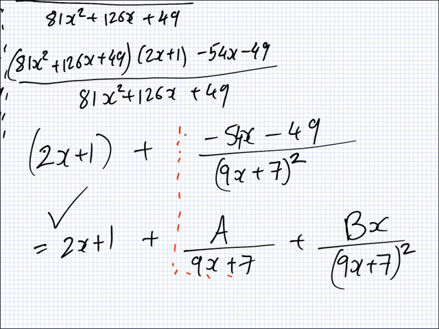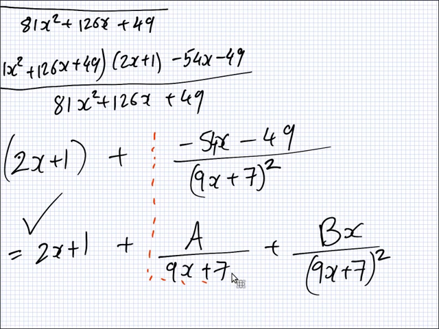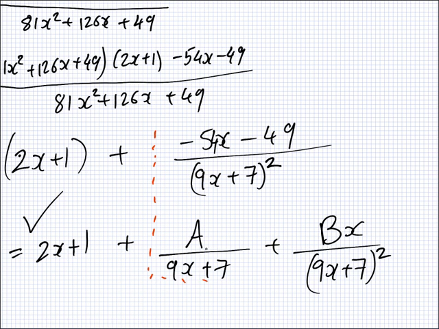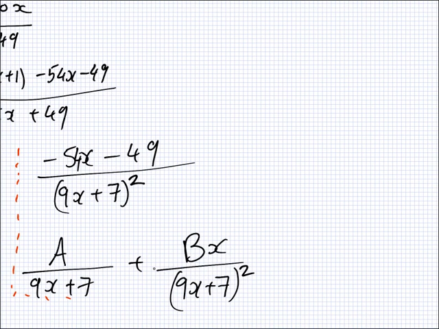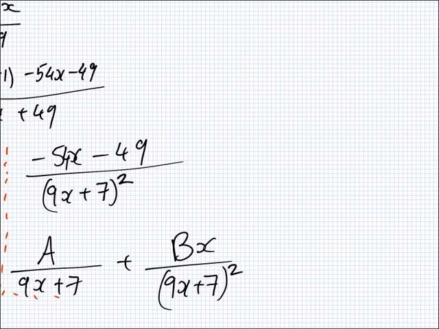I can't see how this would work at all. The problem is, suppose I want the a, I would have to cover up 9x plus 7. And if I want the b, I'd have to cover up 9x plus 7. There's no way to tell the difference between getting a and b here. It doesn't work for this one. It doesn't work for this one. I can't even get a or b. So I'll have to use method 1 or 2. Let's use method 2. Minus 54x minus 49.